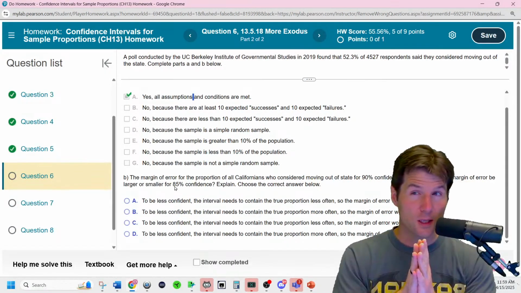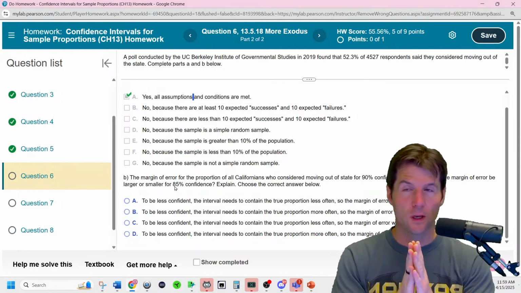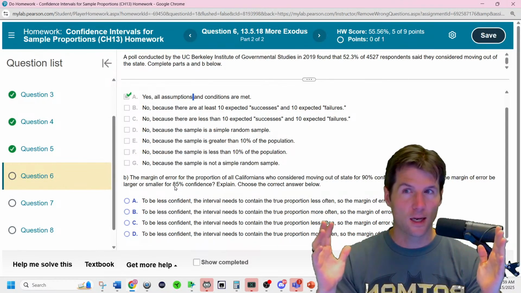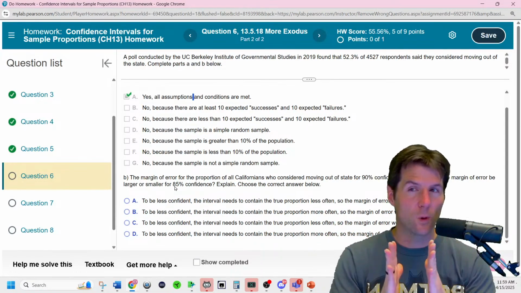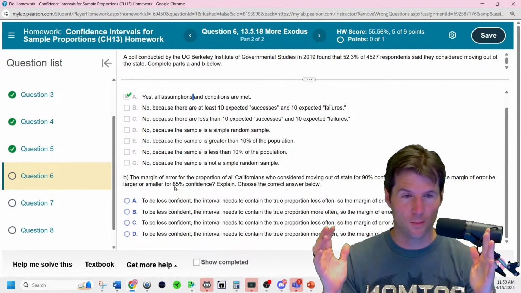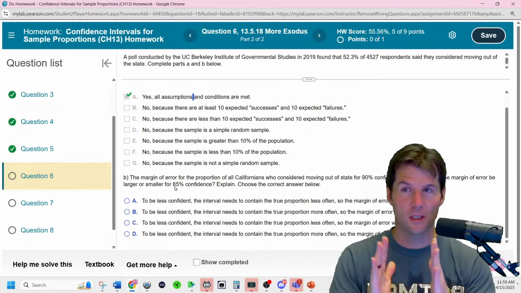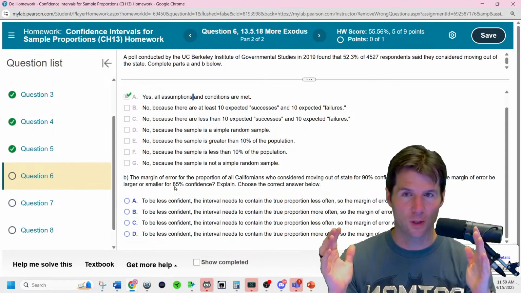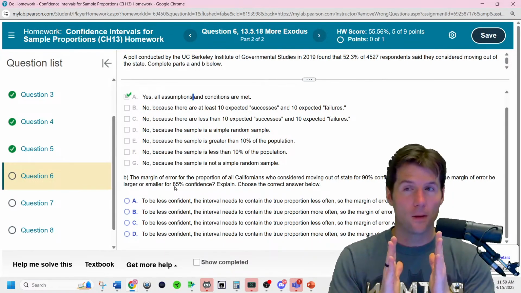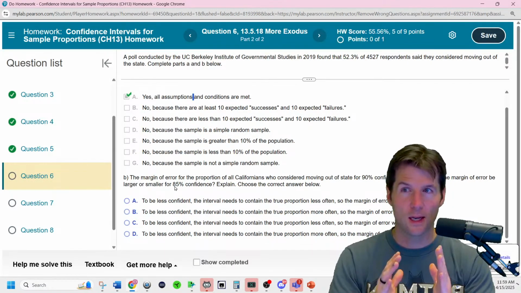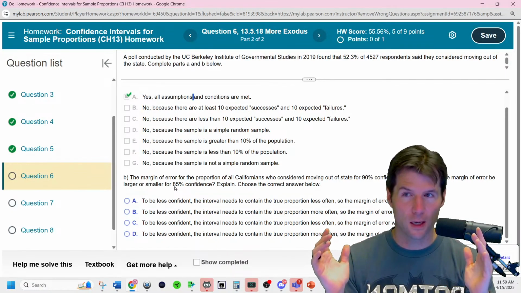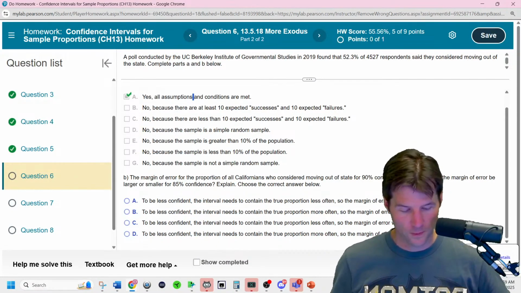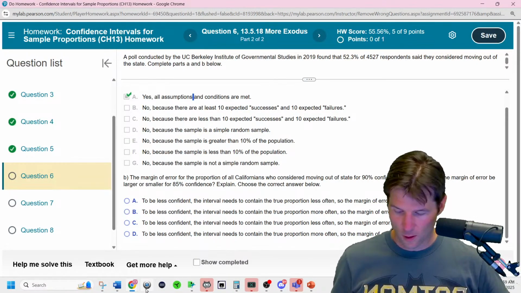Now, if you get to a question like this on the test, I want you to do this with your hands. 68, 95. If you get more confident, the interval gets wider. Note to take: if you get more confident, 68, 95, 99.7, the interval gets wider.